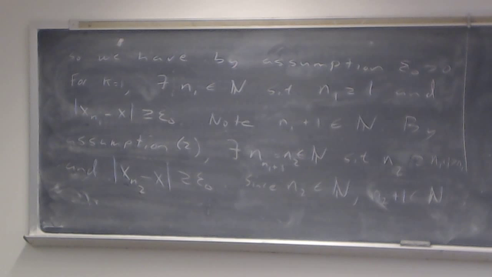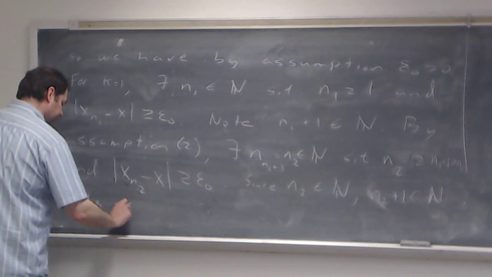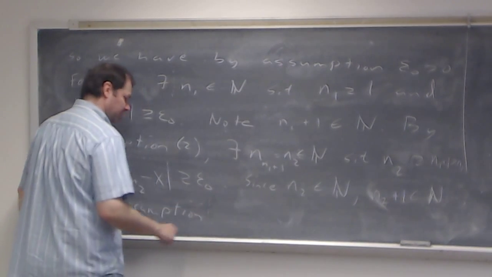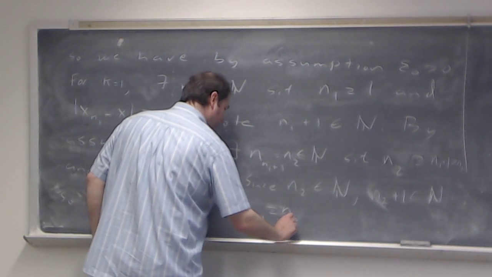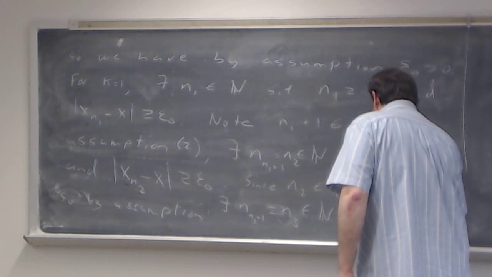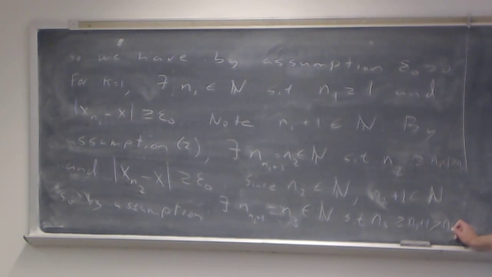Remember, to create this strictly increasing sequence of natural numbers, I need to make sure that the next index that I pick for my sequence has to be bigger than n sub 2. So I'm looking at n sub 2 plus 1. So by assumption, that's part 2, concentrating on n sub 2 plus 1, there exists an element of natural numbers, but I'm going to give it another name. I'm going to call it n sub 3, and that's a natural number, such that n sub 3 is bigger than or equal to n sub 2 plus 1. And n sub 2 plus 1 is bigger than n sub 2. So that's how I'm creating the indices, a strictly increasing sequence of natural numbers, for which I'm constructing the subsequence.